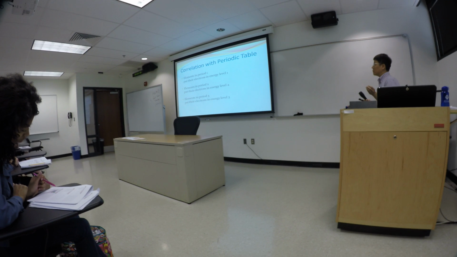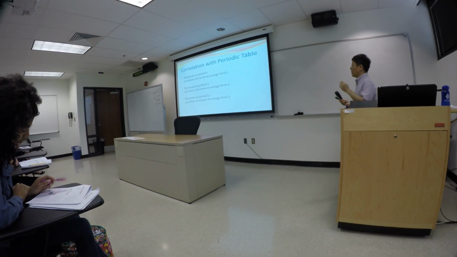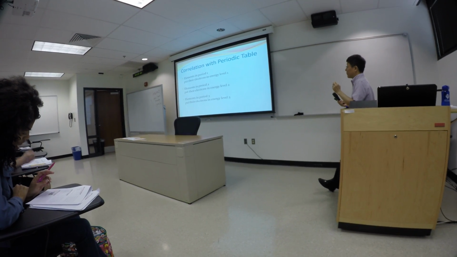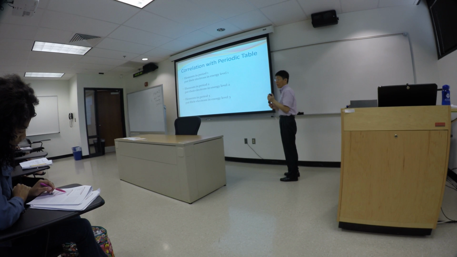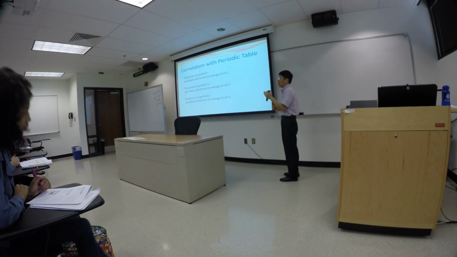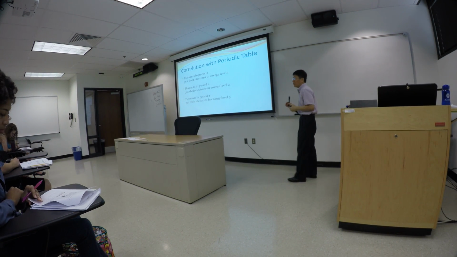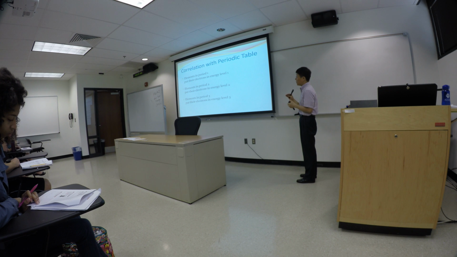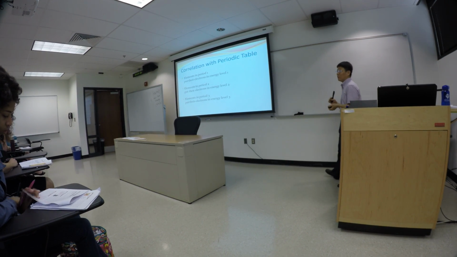Now the correlation between the n value and the periodic table is that for elements in period 1, their electrons are on n equals 1. So n equals 1 refers to the first period. N equals 2 refers to the second period. N equals 3 refers to the third period.